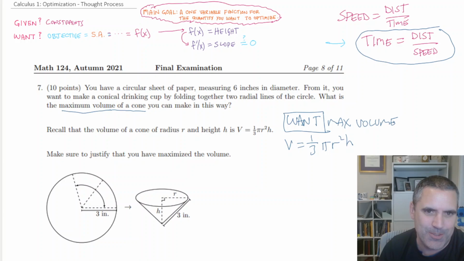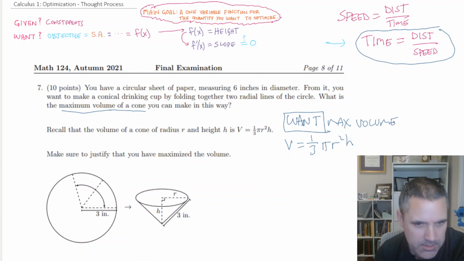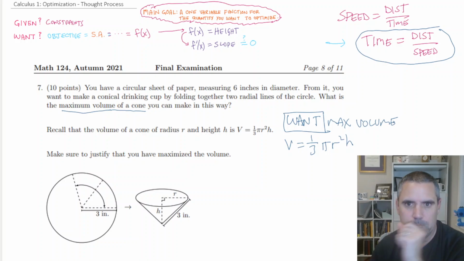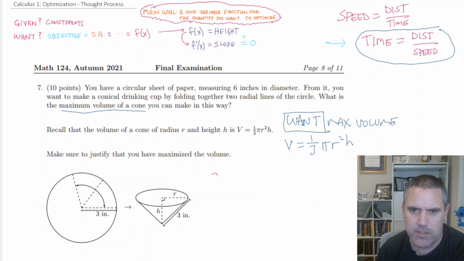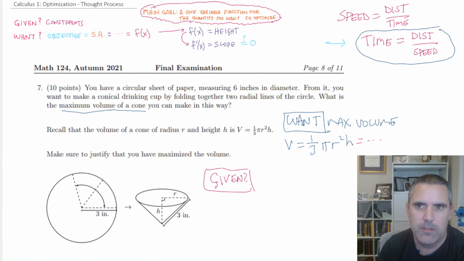Okay, so now I'm going to read the question. You have a circular sheet of paper measuring 6 inches in diameter. Okay, so the radius is 3. Nice of them to give us a picture. From it, you want to make a dipping cup. You want to cut out 2 pieces, probably tape it together. Got it. And you want this to be as big as possible. So now let's think about what we're given. And we know the goal. The goal is to make this a one variable function. Again, this is our guiding principle here.